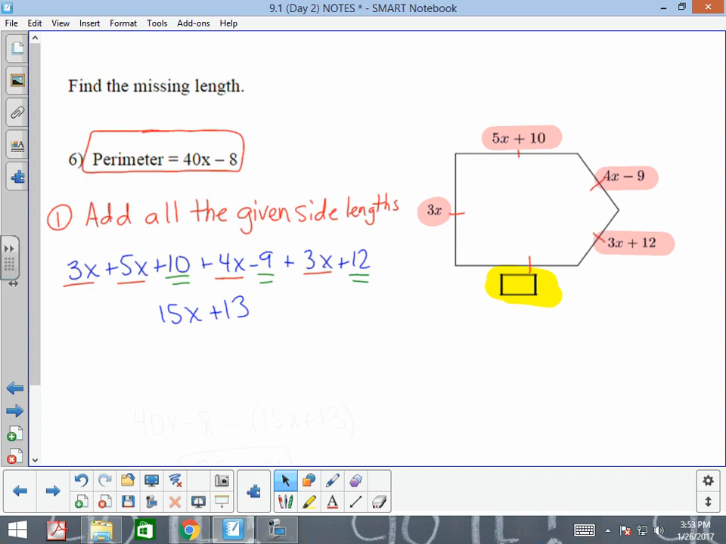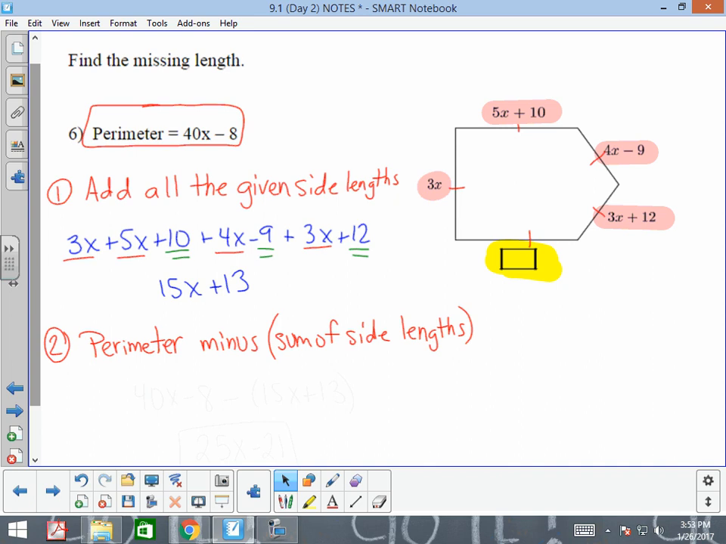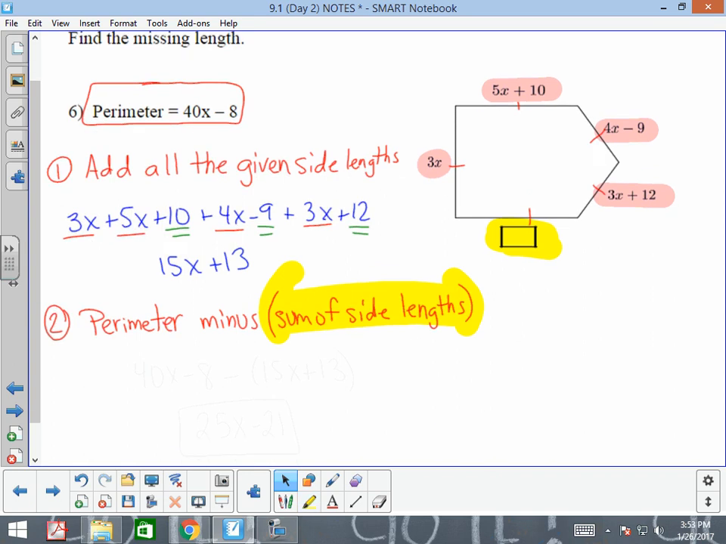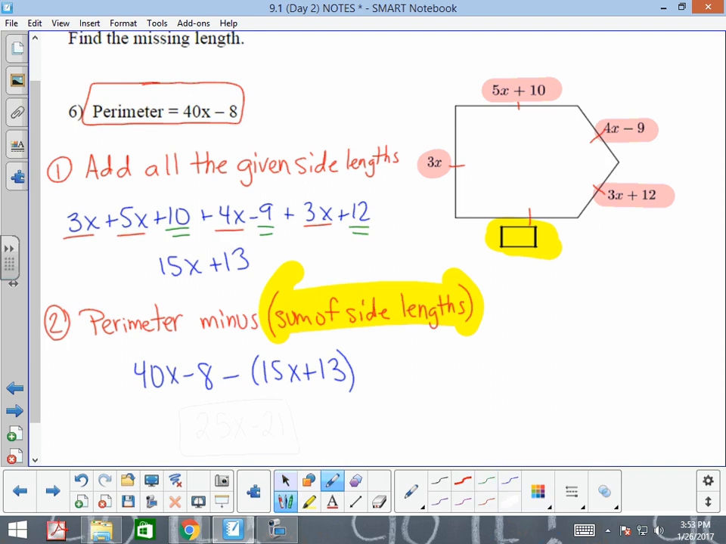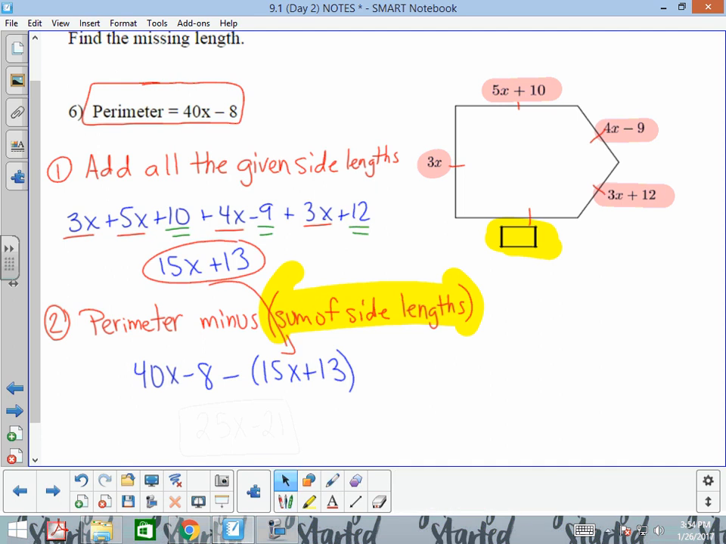The second thing we're going to do is take the perimeter, 40x minus 8, minus the sum of the side lengths. And notice I was very specific. I put the side lengths in parentheses. The sum of the side lengths goes in parentheses. That's important. So we're going to write down the perimeter, 40x minus 8, minus parentheses, and then we're going to put 15x plus 13 in the parentheses.